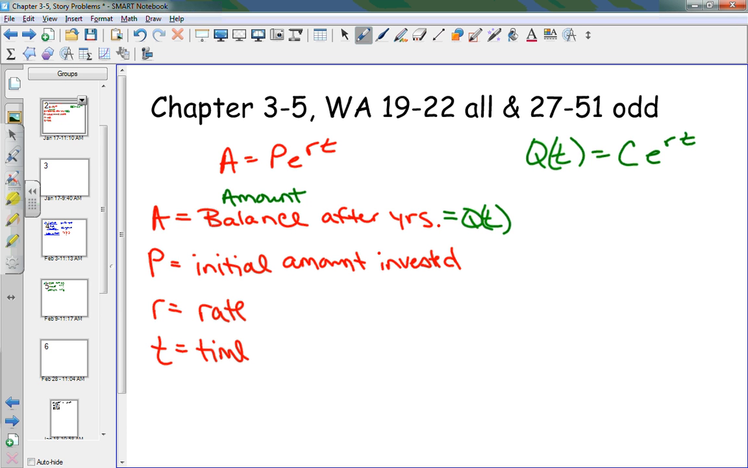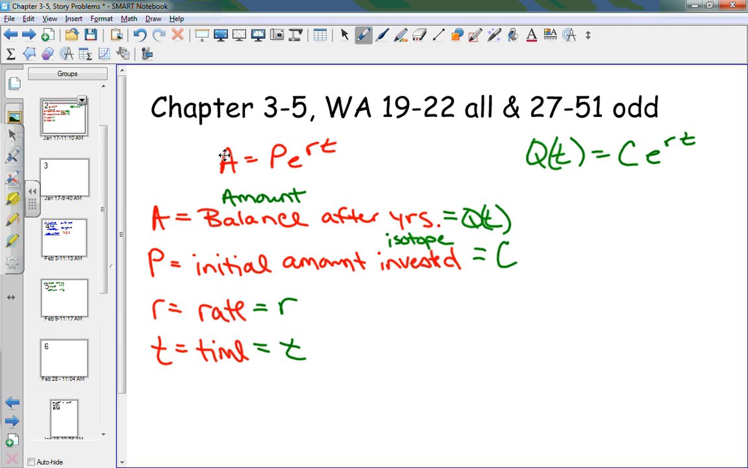P is your initial, and that is replaced with what? C. Well, this is the same concept. Initial amount, instead of invested, it's the initial amount of your matter. Your isotope. And then R is still R, which is your rate, and T is still time. Do we all understand that?